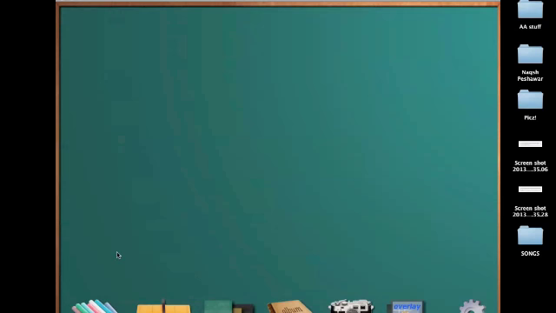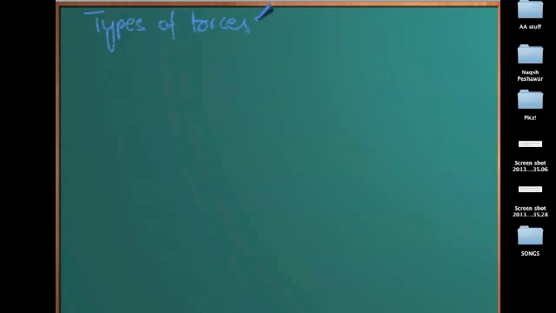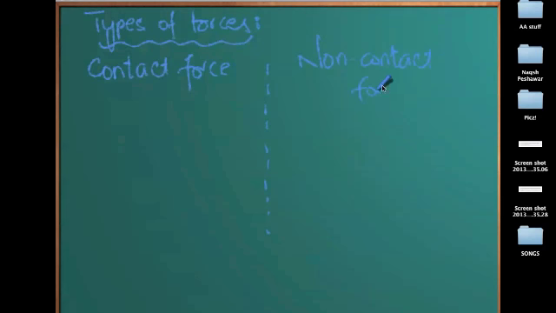Now let's see the types of forces. There are two types of forces, and we will be seeing both types separately. The first ones are the contact forces. The second one is the non-contact forces. Now, what do you mean by contact force? A contact force is only exerted when two objects are in contact. Otherwise, they can't exert force on the other object without being in contact.